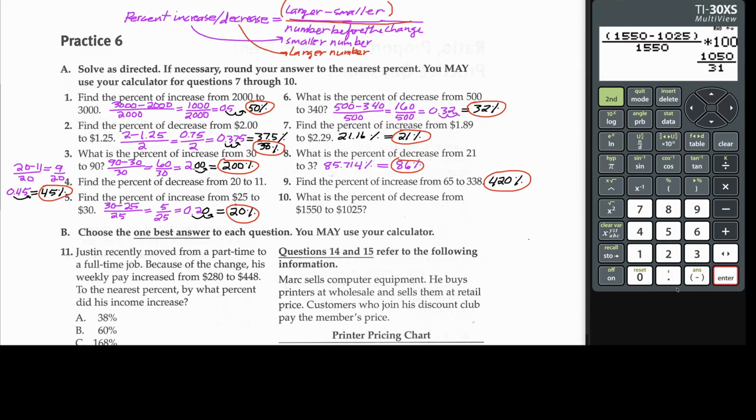Enter. Okay, again, now you see 1050 over 31. That means you will need to hit the toggle button right above the enter key here. Okay, now you see that's 33.87. 33.87%. Now I need to round that to whole, so that should give me 34%.